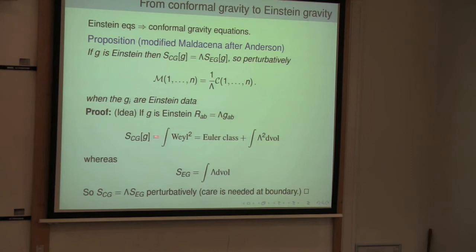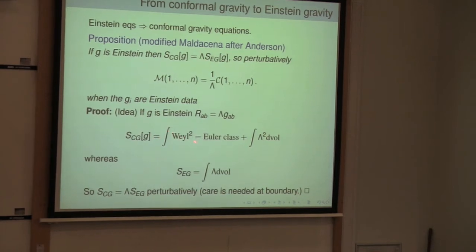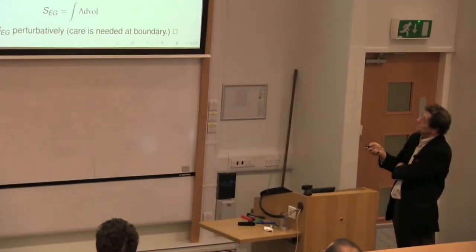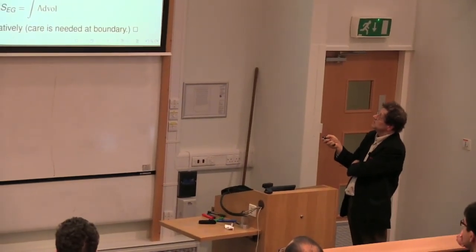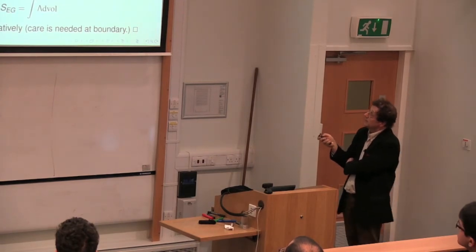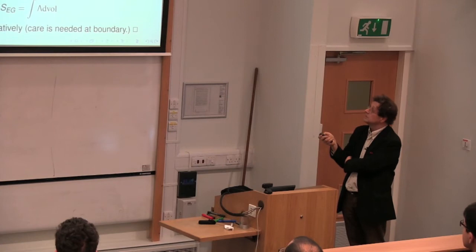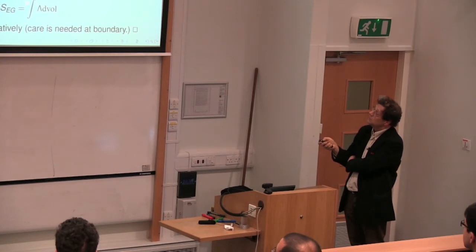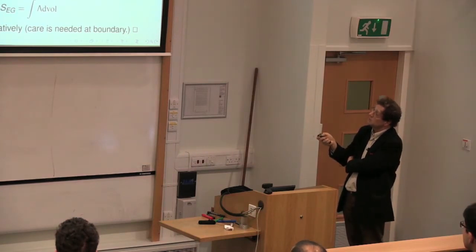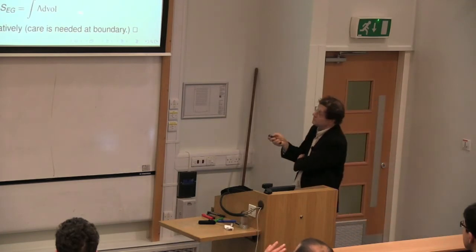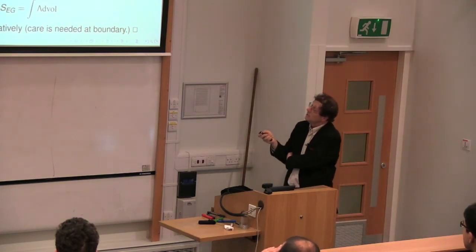So the idea of this proof is that the conformal gravity action can be written on shell, where the field equations are satisfied, where it's a Weyl tensor squared, as some number times the Euler class plus lambda squared times the volume. The Ricci tensor itself is assumed to be vanishing, or the trace of the Ricci tensor is assumed to be vanishing. And so the Einstein action is essentially just lambda times the volume. So there's just this ratio of lambda discrepancy between the two calculations, because the topological term will be trivial in scattering theory, in perturbation theory.